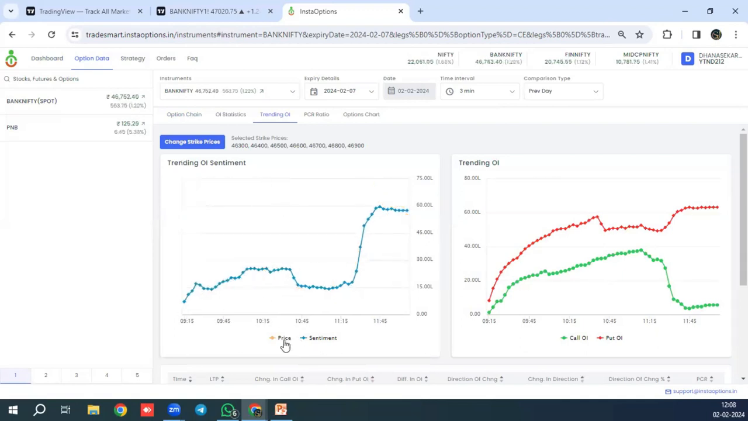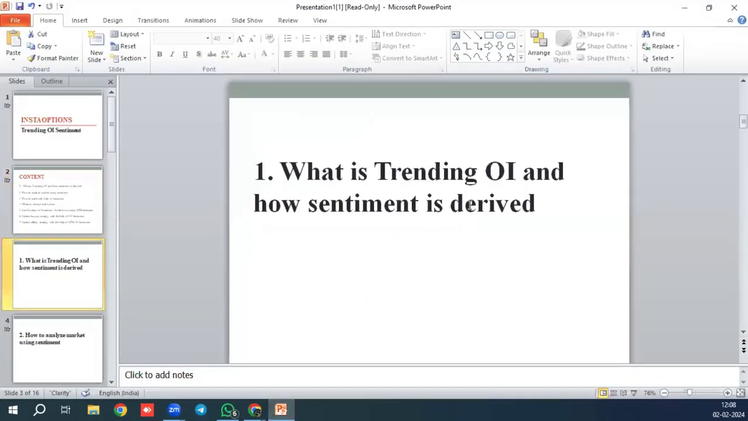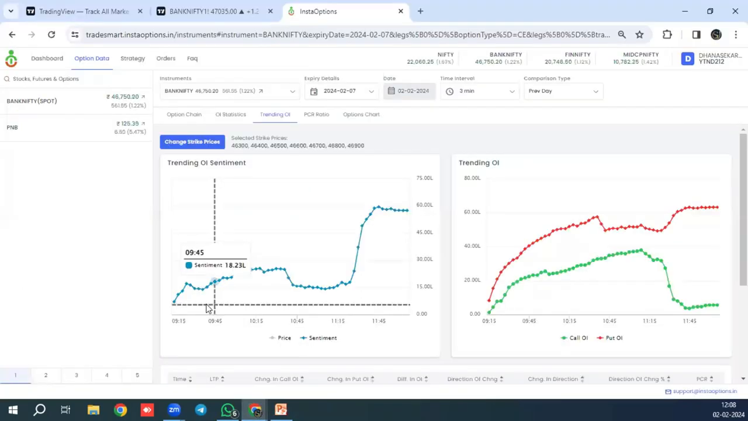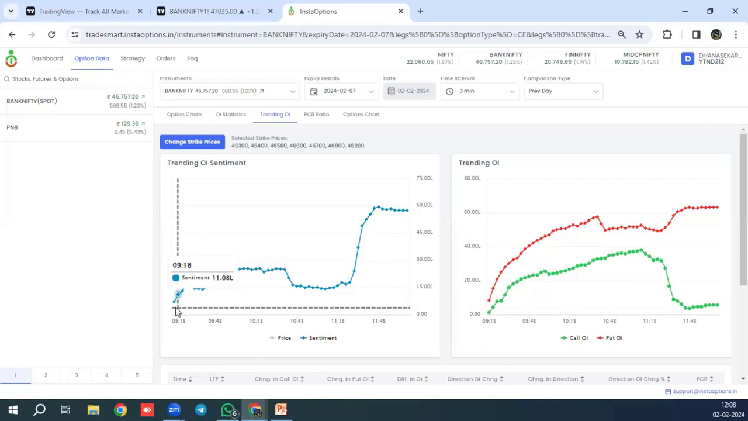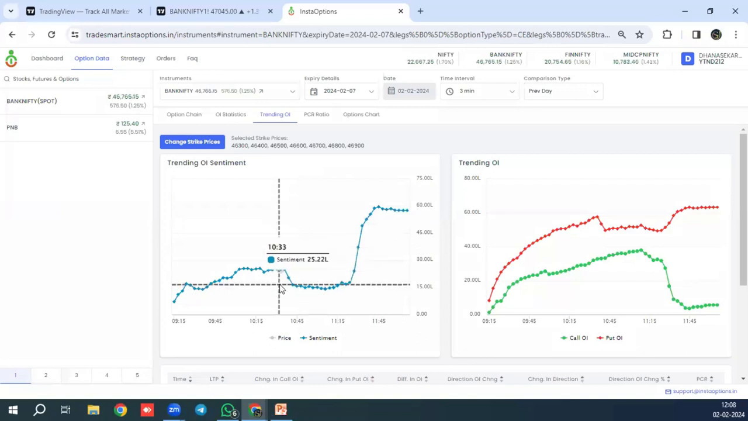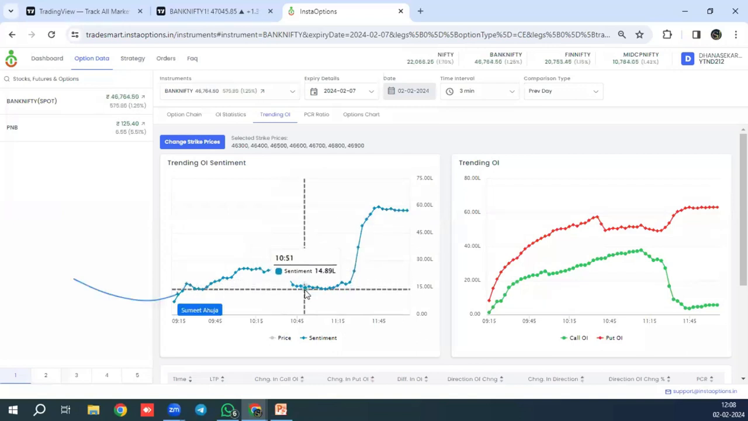Okay. So what is trending OA sentiment? So what is trending OA and how sentiment is derived? That is what we are going to see. And we will see how to analyze that and take trades. Okay. So from morning, we can see that sentiment is positive. Okay. You can see here it is 0. When the sentiment is negative, then the graph is going to be like this. 0 will be here, and the sentiment will be in the negative direction.